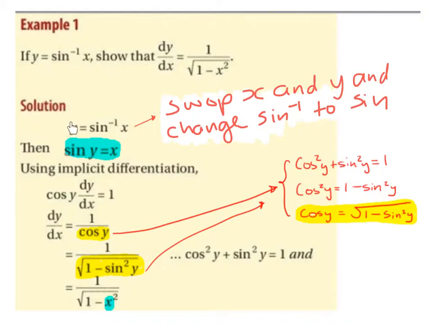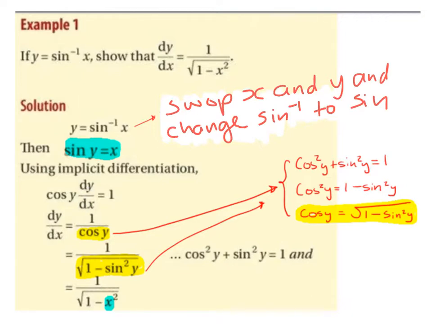So if y equals the inverse function of sine of x, then what we do is we swap the x and y, and we change the inverse function of sine to sine. So we get sine y equals x. So what you're doing is you're applying the function of sine to both sides, and that cancels out the sine to the power minus 1, which is the inverse function of sine. So using implicit differentiation, cos y dy/dx is equal to 1. The derivative of sine y is cos y, and then we stick on a dy/dx because we're using implicit differentiation.